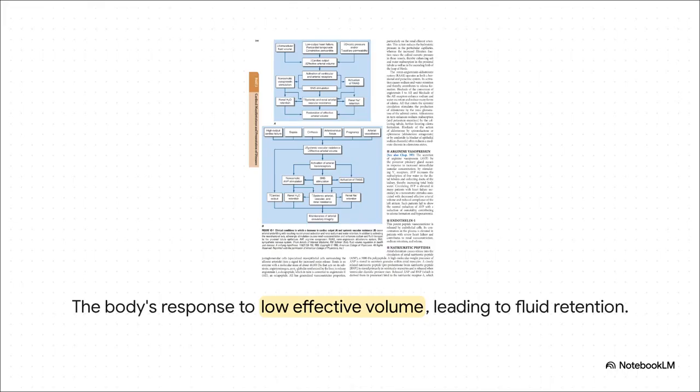This diagram here perfectly maps out the body's complex emergency response. See, when that effective arterial volume drops, it triggers this really powerful hormonal cascade. The two key players you need to know are the sympathetic nervous system and the renin-angiotensin-aldosterone system, or RAAS. Both of these systems send the exact same urgent message to the kidneys: hold on to salt and water at all costs. It's a survival mechanism that, in this situation, just backfires and makes all that swelling even worse.